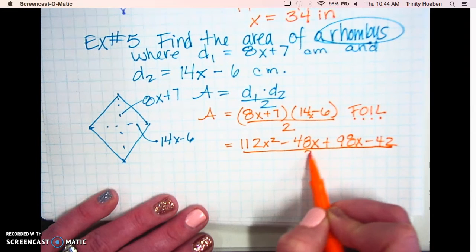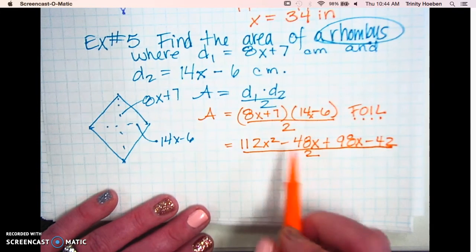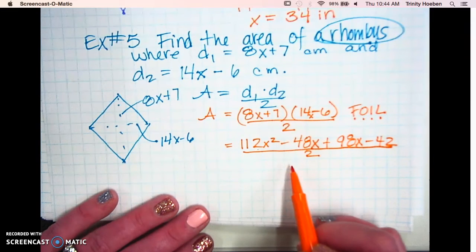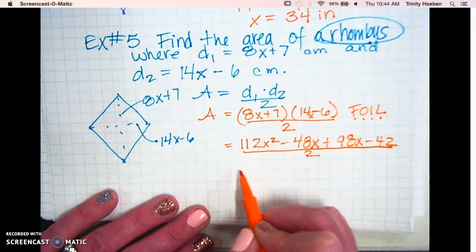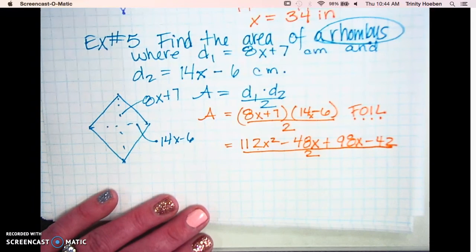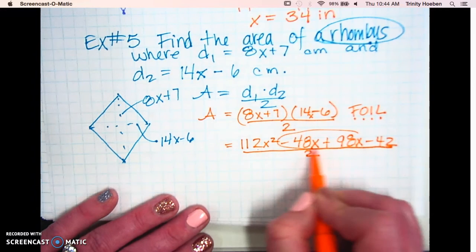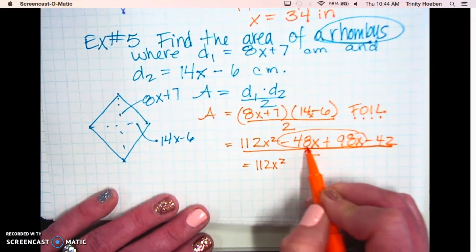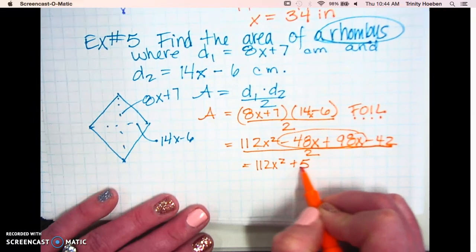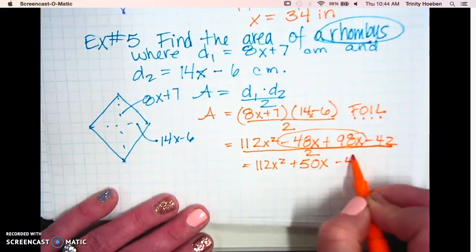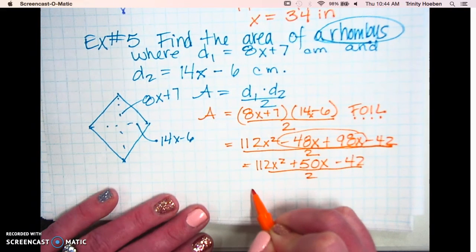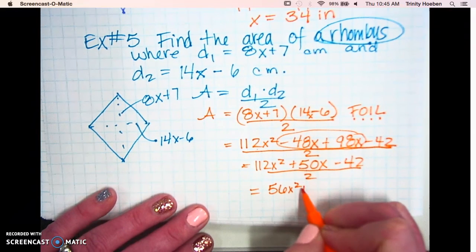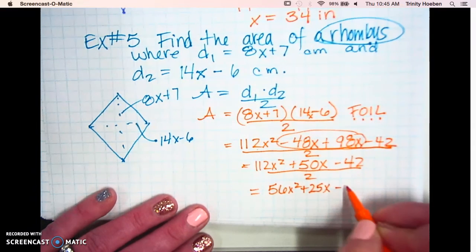All over 2. Now what's nice is all of these coefficients are even, right? Which are all divisible by 2. So when we're done, we're going to be able to just divide by 2. But first I'm going to combine these two together, right? Because they're like terms. So I have 112x squared. Put these two together, gets us 50x minus 42 divided by 2. So I just divide everything by 2. That leaves me with 56x squared plus 25x minus 21.